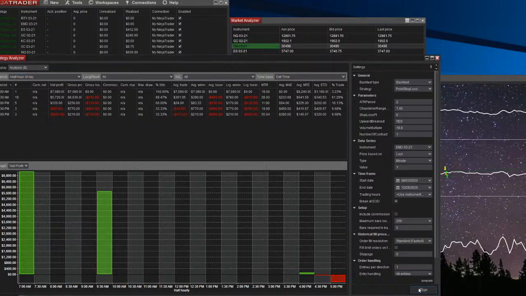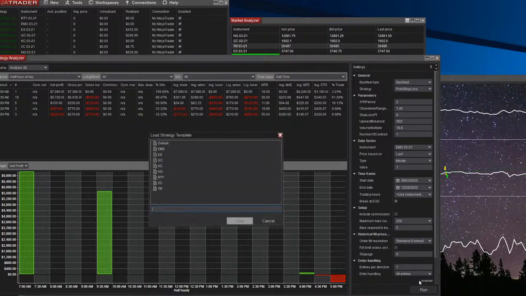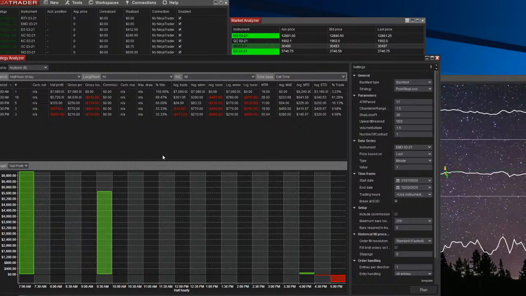See, I wish I could just load my settings. Load. Oh, I can. Oh, that's so cool. I get so excited for the dumbest things. That just made me so happy.